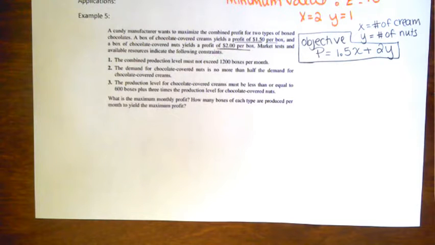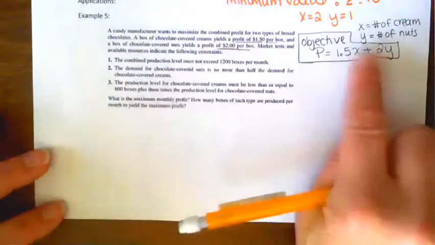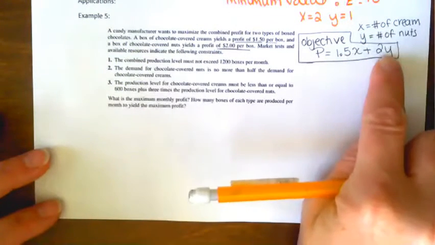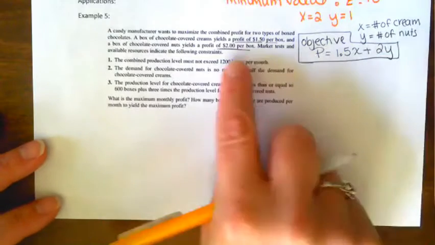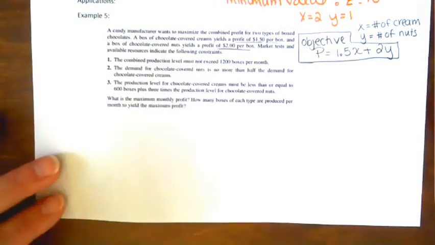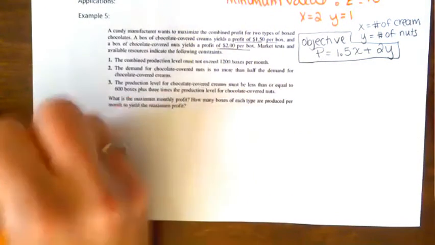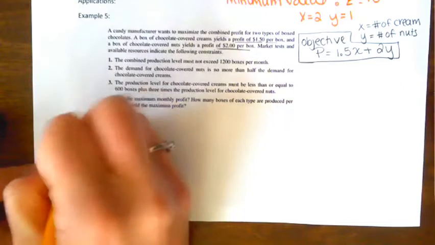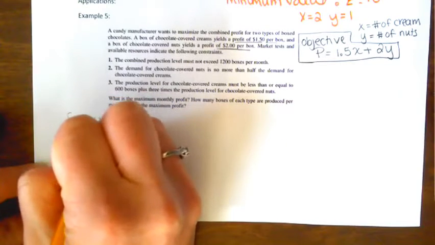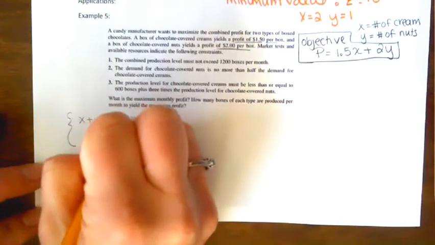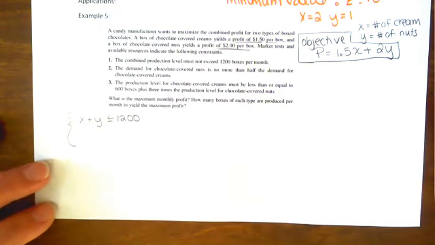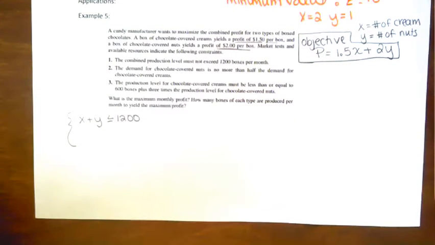So production, okay? The production of X and the production of Y cannot exceed 1,200. So what does that mean? X plus Y is less than or equal to 1,200. Perfect. X plus Y has to be less than or equal to 1,200. We cannot make more than 1,200 of each of those together.